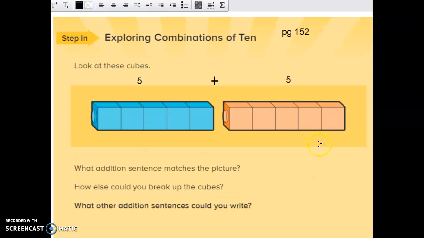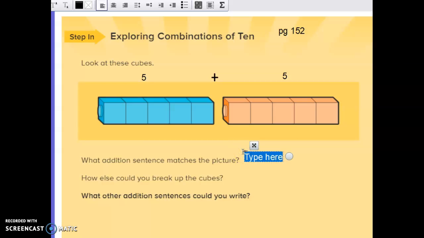So the addition sentence that I would write to match the picture, we just did it. 5 plus 5 equals how many cubes do I have altogether? Well, 10, because we know that double 5 is 10. But there's another way to decompose, remember, break the number apart, to decompose the number 10. Let's see if we can find some.